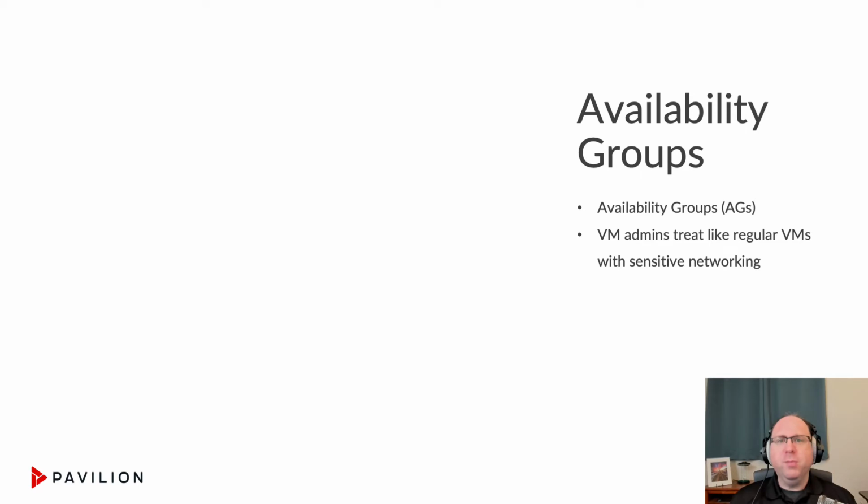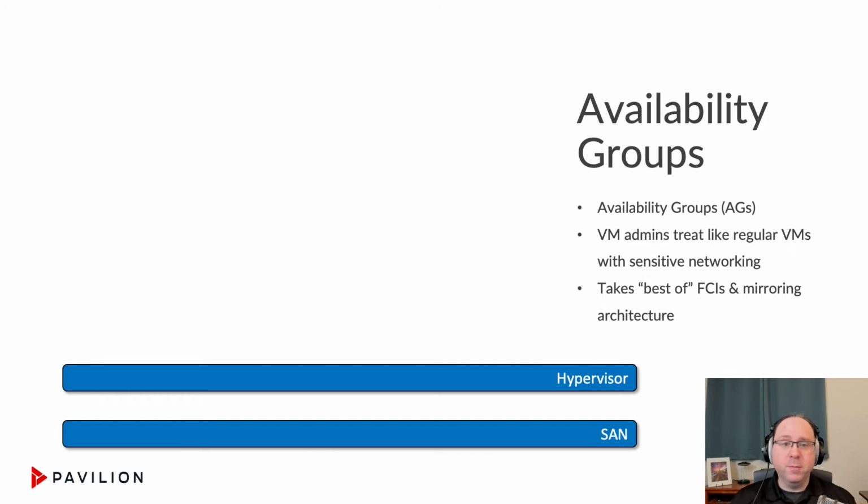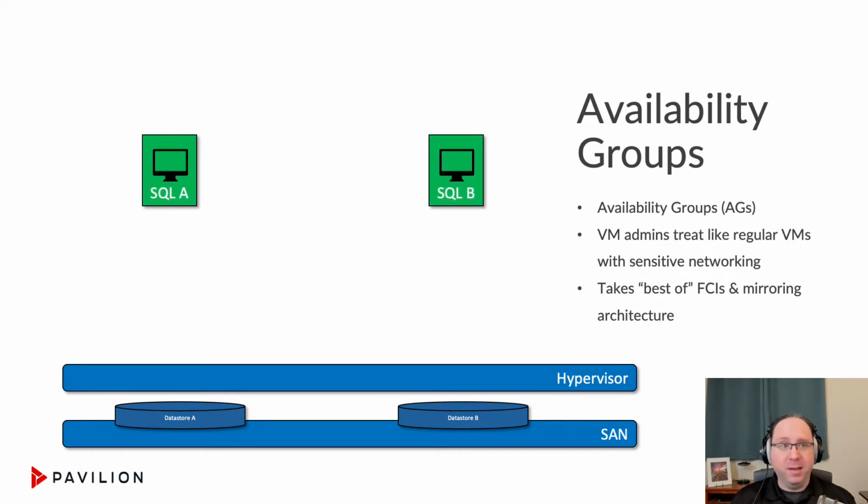From a virtual machine perspective, your VM admins really are going to treat this like regular virtual machines, but with sensitive networking needs. A little bit of TLC. It essentially takes the best of the features between a failover cluster instance and a database mirroring architecture and combines them to make one of the best availability architectures that I'm aware of. So take your SAN, take a hypervisor, carve up a couple of data stores. Now, it could be the same one, they could be different ones. If you're truly paranoid about HA, they might actually be separate SANs.